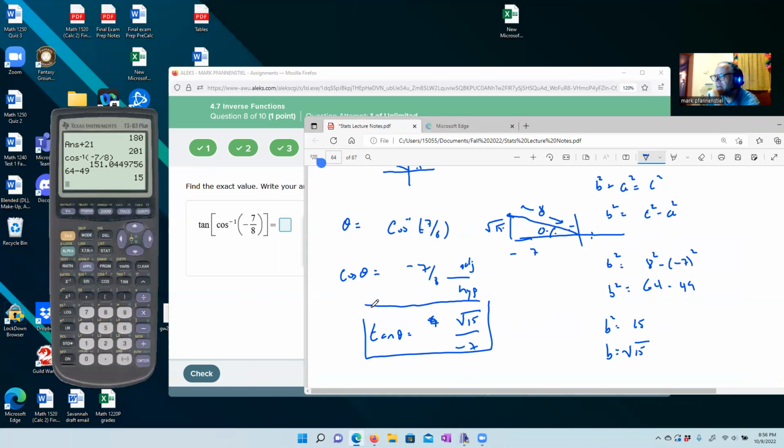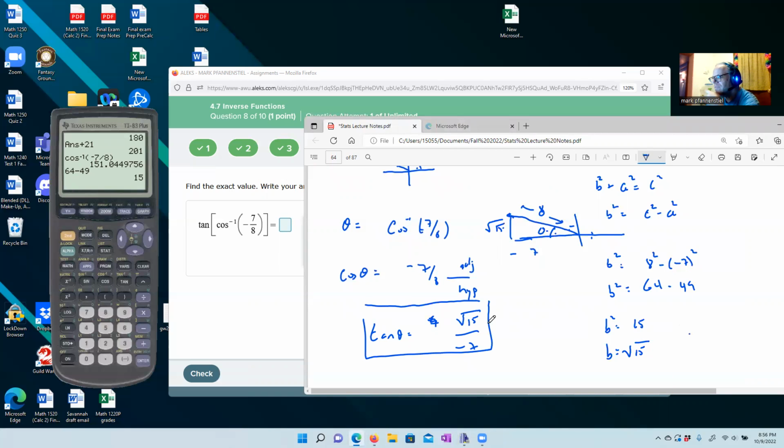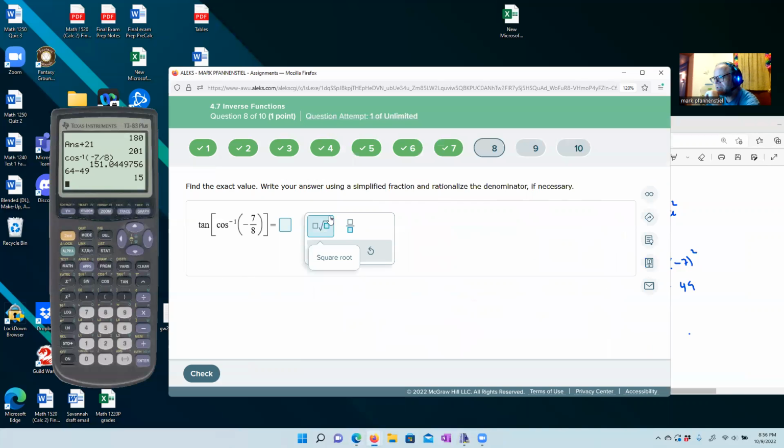Do they want it rationalized? They want the exact value in simplified fashion, so rationalize the denominator. Well, 15 doesn't have a nice square root, so we're just going to say root 15 over 7, and we're going to put the negative sign out front because that's where I like to put it. And that's how we're going to go ahead and get that.